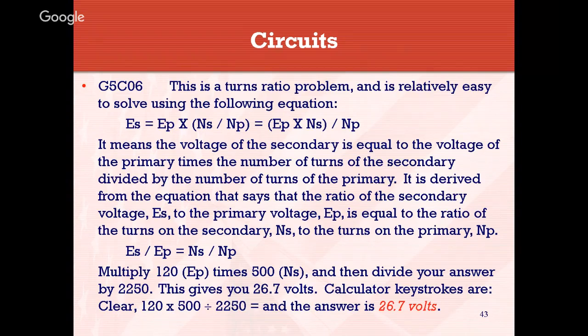So multiply 120 times 500, the ratio here being 500, of course, and represented by secondary N. And then divide your answer by 2250. And this gives you about 26.7 volts. Your calculator keystrokes are as follows. And that gives you the answer of 26.7 volts. So those are the ratios. N is the ratio of turns on the secondary and primary.